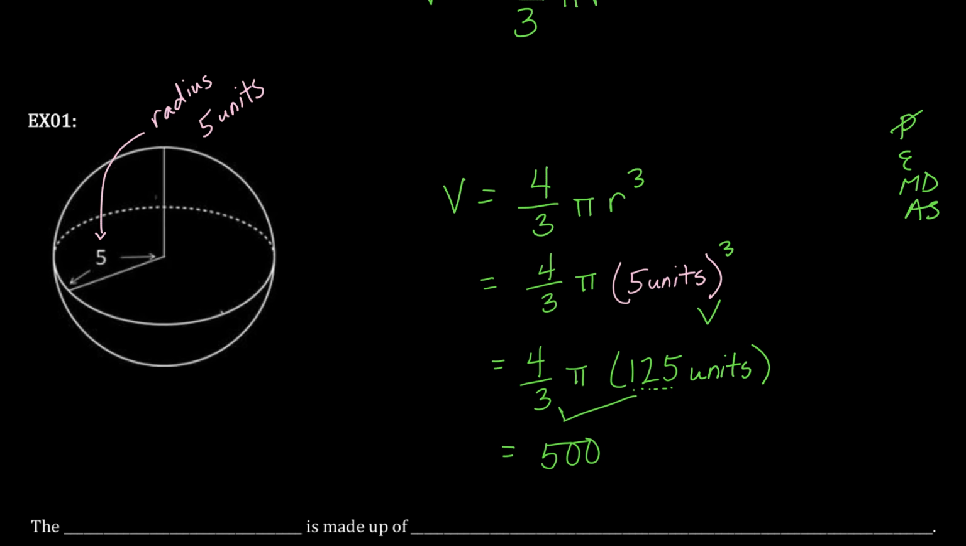So I will put that in a different color. So this is over 1. So that's 500 over 3 pi, units cubed. Okay, that's it.